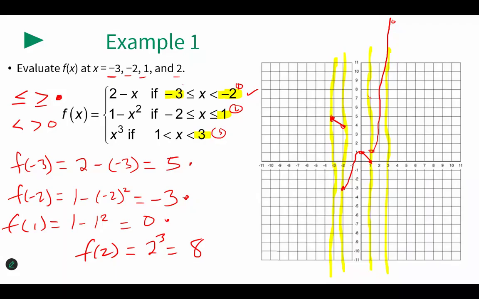Okay? You literally just do it in pieces. That is it. Okay? You evaluate and you graph. You evaluate, you graph. You evaluate, you graph. All right? All done in pieces. Are y'all ready to try?